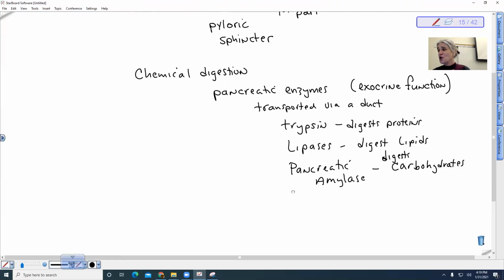We also even have nucleases. So nucleases break down DNA, right? The DNA that we take in, we can break it down. So I think that's an A, nucleases. Remember, the ase ending means that it is an enzyme. Okay, so those are transported. So this would be chemical digestion.